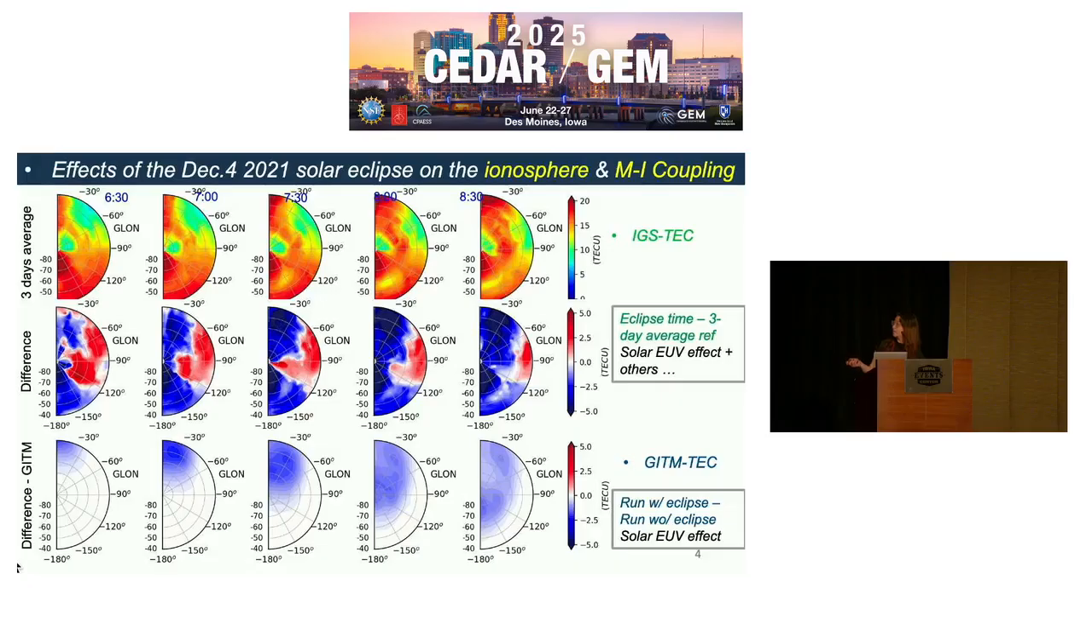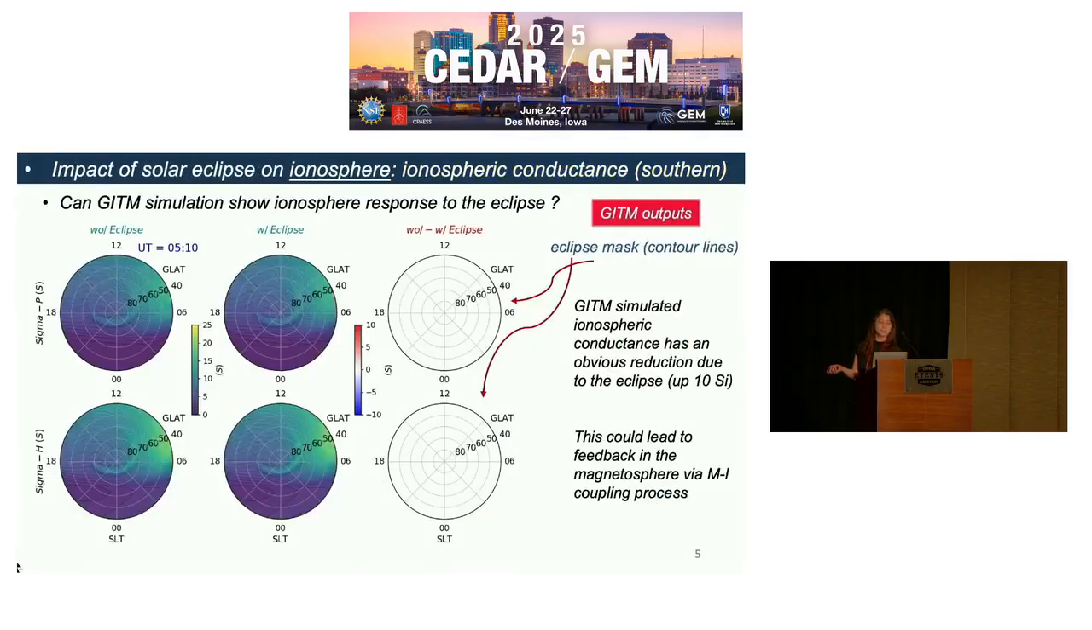Then if you look at the simulation, since we only include the solar irradiation reduction in the Gitm standalone simulation, you will see the reduction of the TEC at a similar location as the observation. So roughly, this Gitm simulation reproduces the reduction in the ionosphere density. All right, and then next we look at the reduction in the conductance.